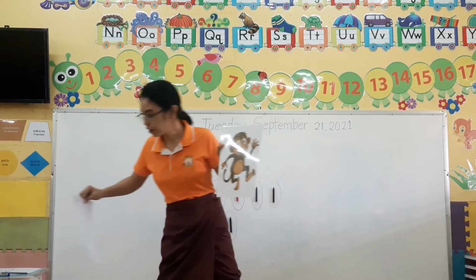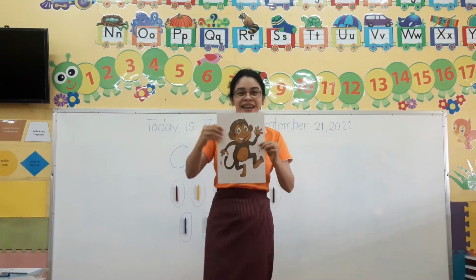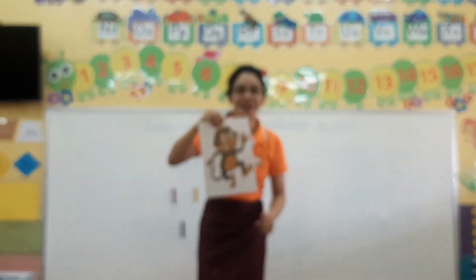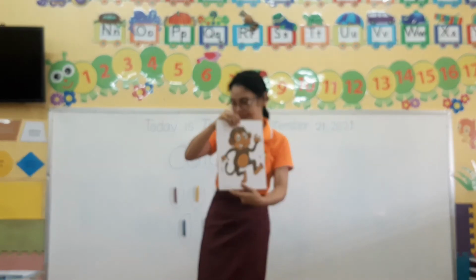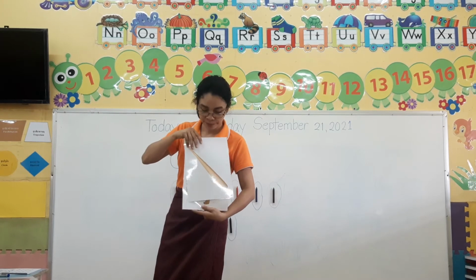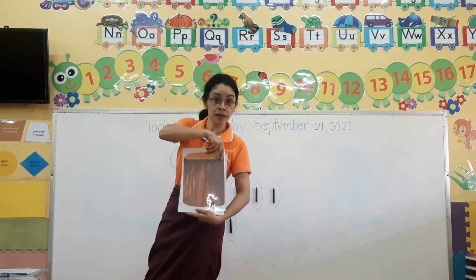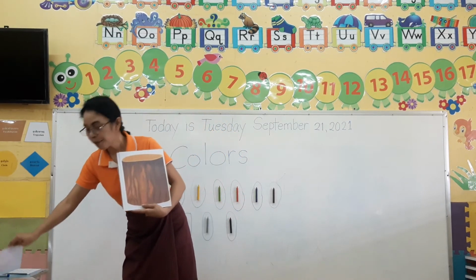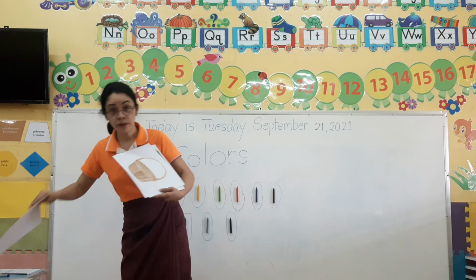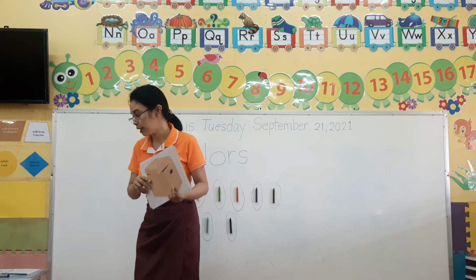And oh, children, what's this? Yes, it's a monkey. What color of the monkey? It's brown. Very good. Brown. Okay, say it again. Brown monkey. Brown bat. Brown log. Brown basket. And brown box. Okay? And now for our activity.